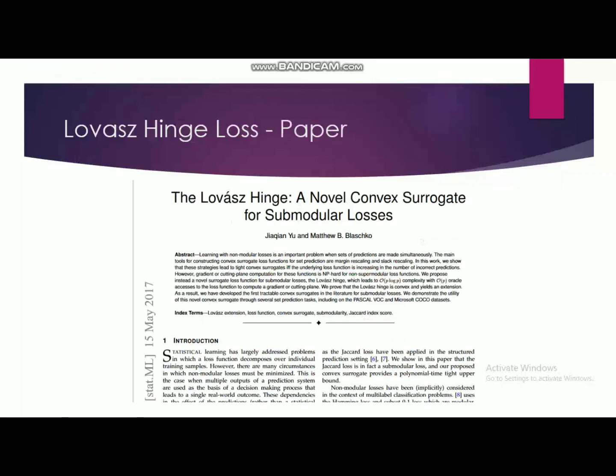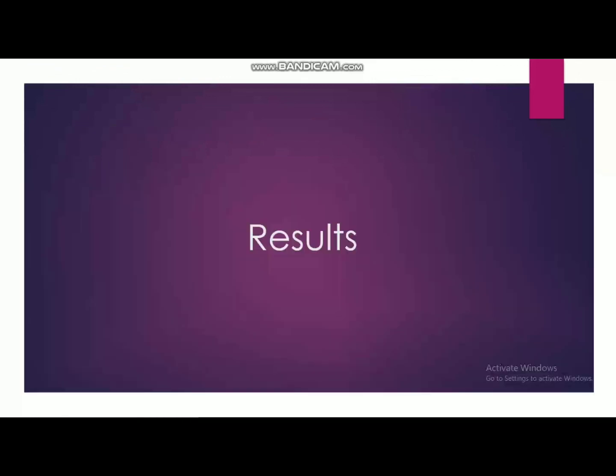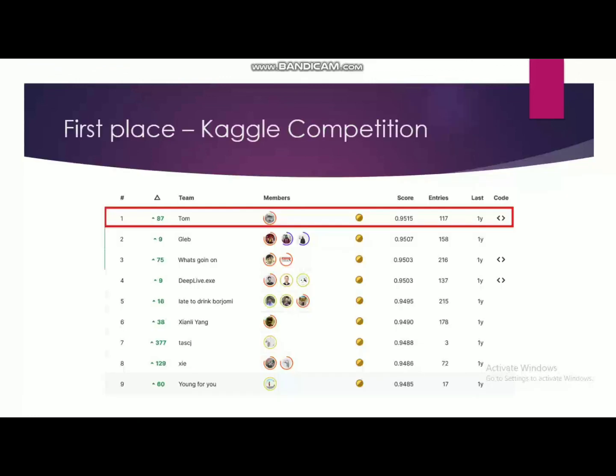Link in the description. As mentioned earlier, the solution is taken from the winning solution of the Kaggle competition, HuBMAP Hacking the Kidney, and the metric used was dice coefficient, and it placed him on top of the leaderboard.